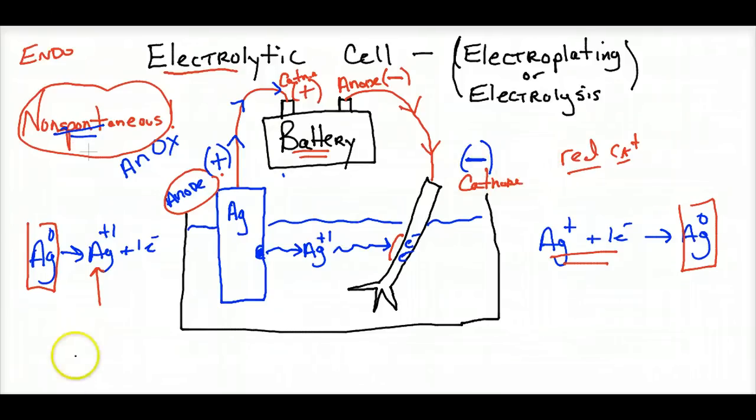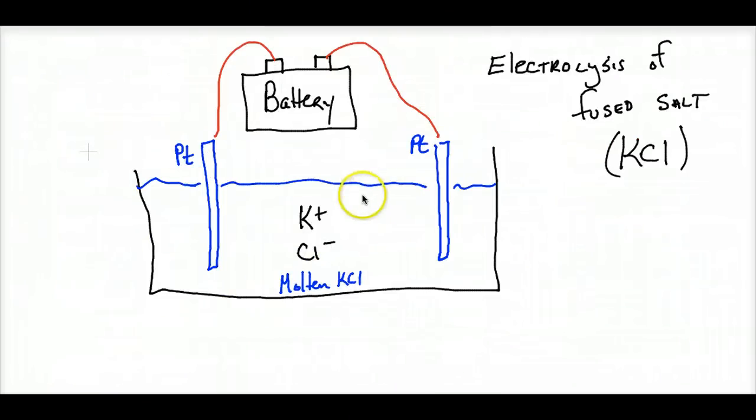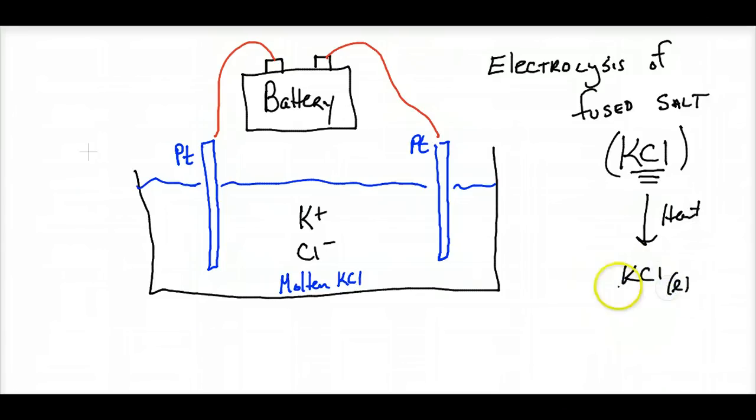Okay, let's look at electrolysis of a fused salt now. Okay, so this is a second application of electrolysis. Again, we need a battery to force it to happen. What I'm taking is potassium chloride, which is an ionic compound, doesn't conduct electricity. I'm going to apply a lot of heat, and I make the liquid form of KCl. When it's liquid, it's an electrolyte. The ions are now free. So molten KCl means I have this liquefied gel of hot ions that are free to move.